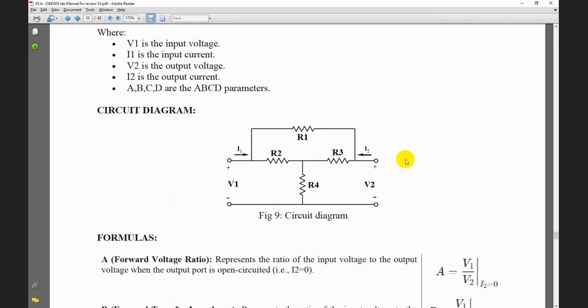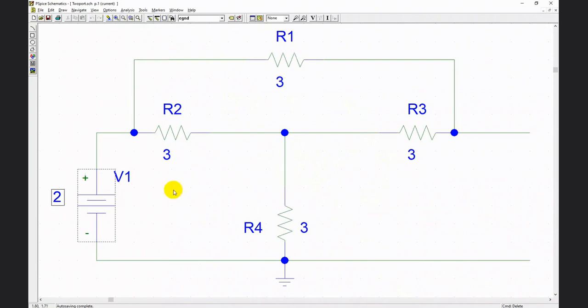So let us see how we simulate this 8th experiment to find ABCD parameters and to show that A and D are the same. So this is a circuit. In theory class, for theoretical calculations, we have assumed R1, R2, R3, R4 all are equal. So this is how we connect.